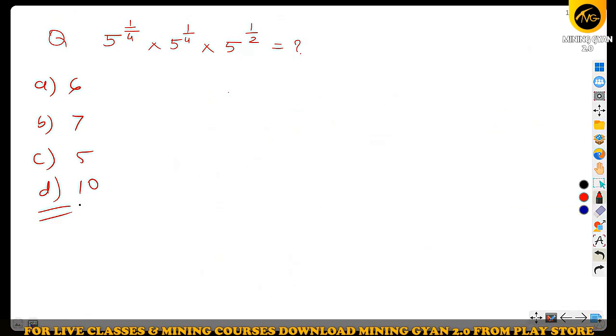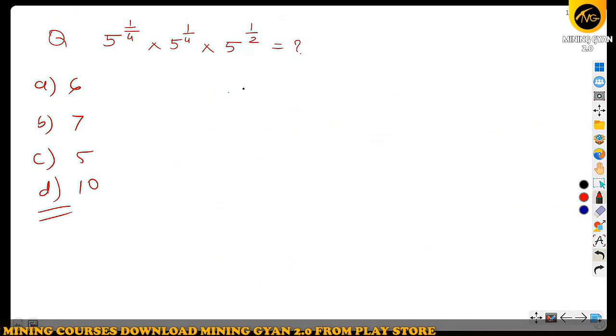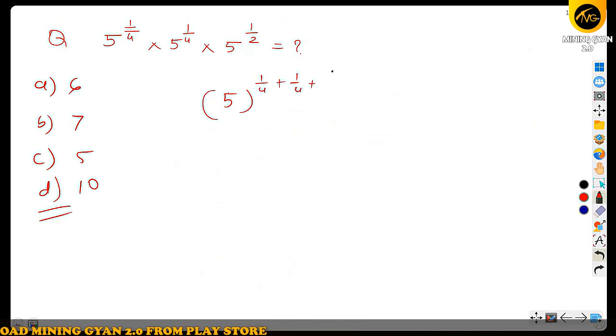Okay, Monica, 5. Anyone? Basically, this is the basic type of indices based question. That means all the bases are same. That means 5. We can easily write down the 5 power 1 divided by 4 plus 1 divided by 4 plus 1 divided by 4, 1 divided by 2.